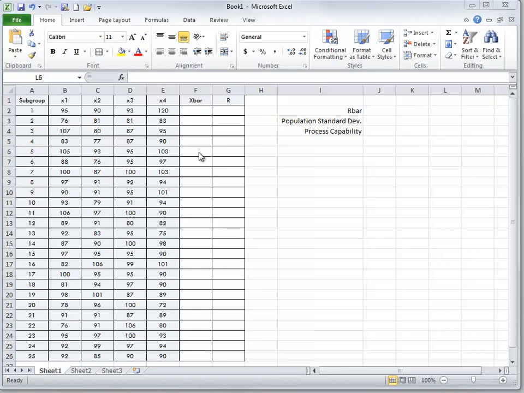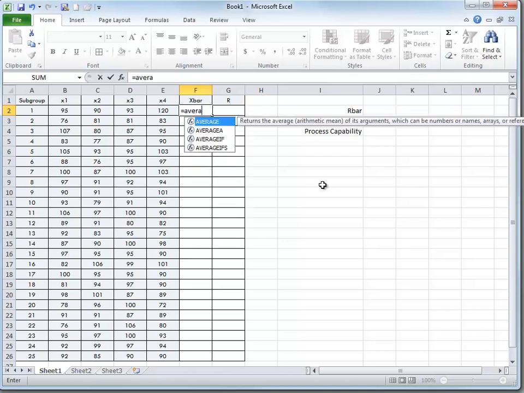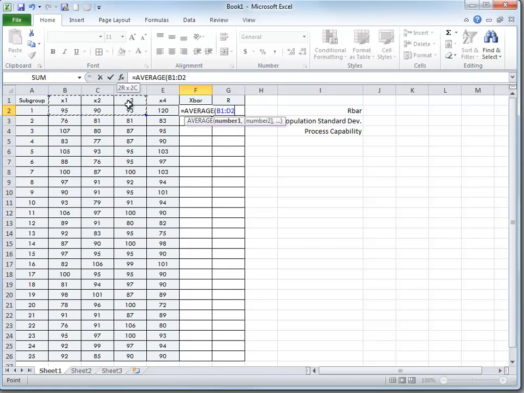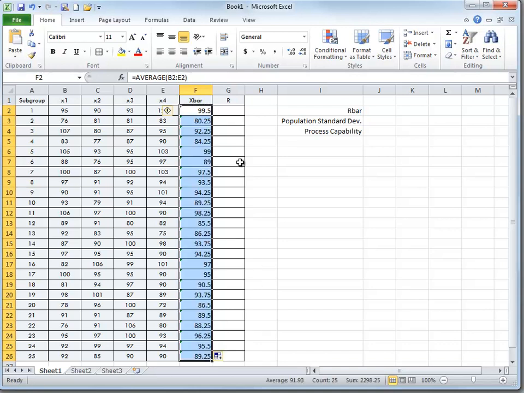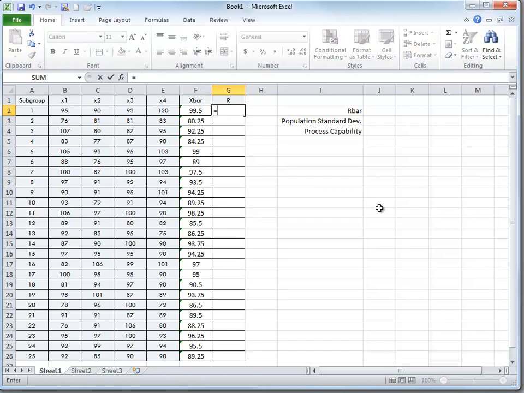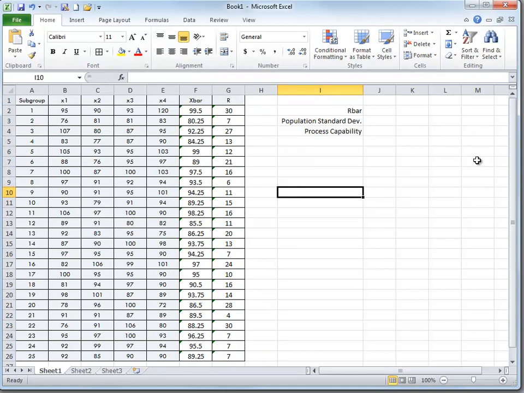Okay, so you can copy and paste your data from the PowerPoint to Excel. And then let's do the first step, to calculate the X bar. To calculate the X bar is just an average. So if you type equal average, it will open that formula. You select your row, and you hit enter. Once you have that number, you can drag all the way down and it will find the average for the other subgroups. To find the range, we have to find the max number of that same row and subtract the minimum of that row as well. And then you drag all the way down. Okay, so we have the X bar and the R.